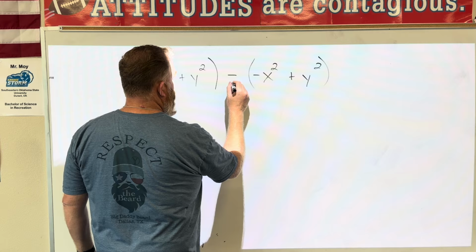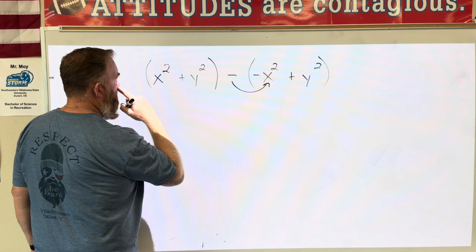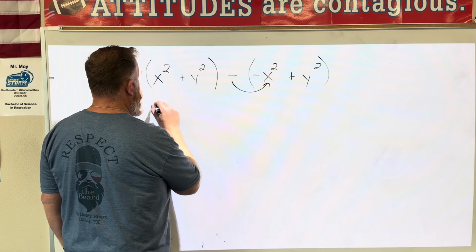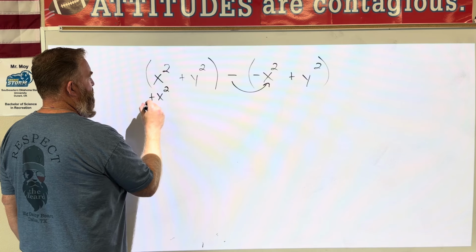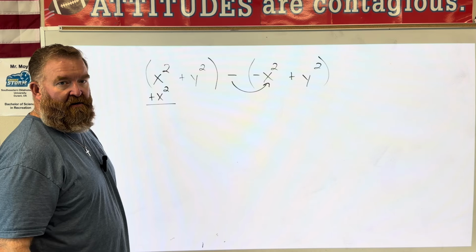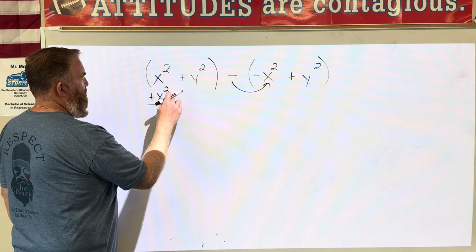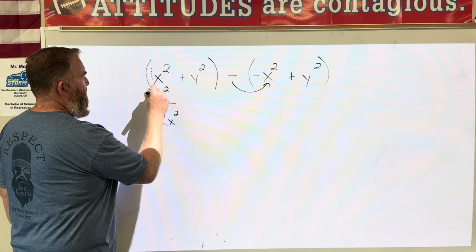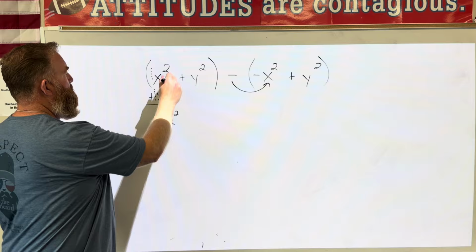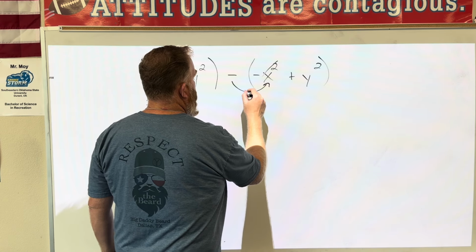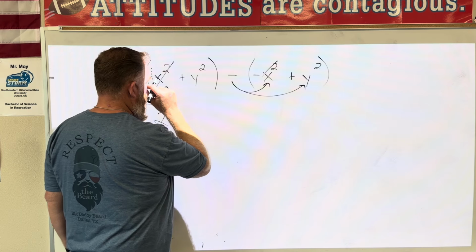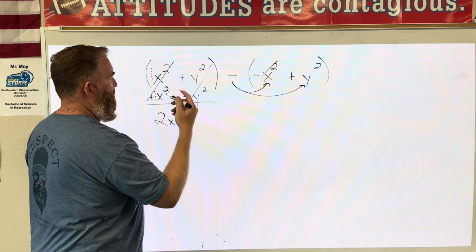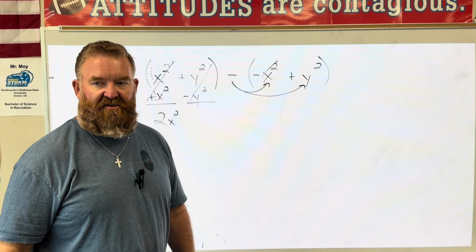So here's what I'm going to do. This negative x squared becomes a what, guys? Positive x squared. You can rewrite it if you want to, but I'm just going to put positive x squared under that. Everybody with me? All right. What is x squared plus x squared? 2x squared. Remember, these both have a 1 in the front of them. Now, this positive y squared becomes a what? Negative y squared. So what's positive y squared and negative y squared? 0. They cancel out. So my answer to this would just be 2x squared.